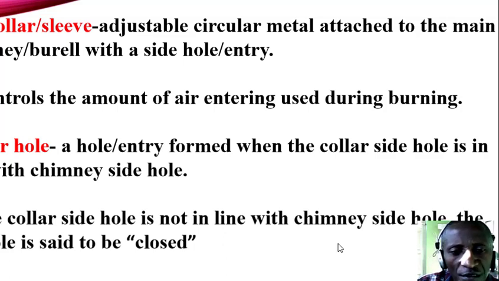Number 2, we have the collar. The collar is sometimes referred to as the sleeve. This is an adjustable circular metal piece which is attached to the main chimney, or what you call the barrel, with a side hole or some entry. The function of the collar is to control the amount of air that is entering to be used during burning.